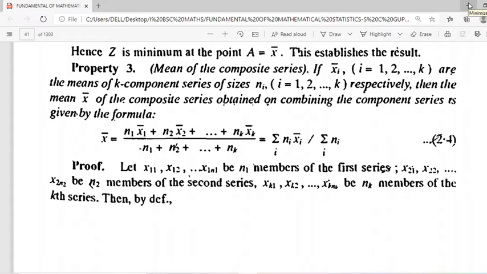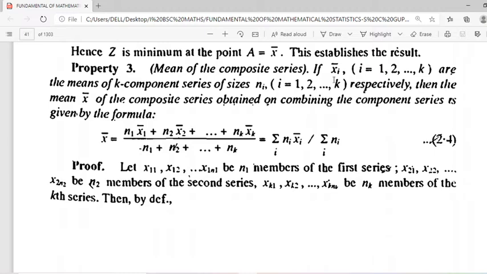Dear students, today we are discussing the third property of arithmetic mean. Let us consider a series of observations, and each series is having a mean xi bar. Okay, mean of the composite series. So we have to find out the mean of the combined series.